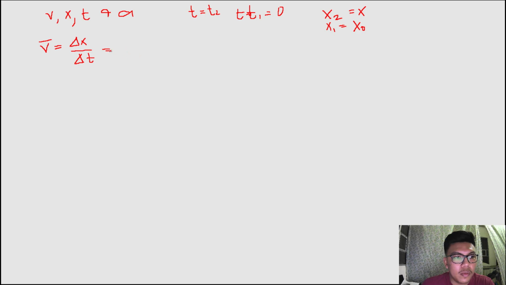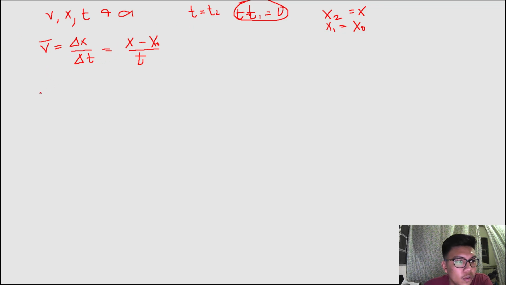Okay, so dito ngayon, meron kang x minus x sub 0 all over t. So, nawala na yung t sub 0 because that is equal to 0. So, yung movement mo ay from 0 or from rest. Okay? So, meron tayo ngayong v is equal to delta x, x minus x sub 0, all over t.